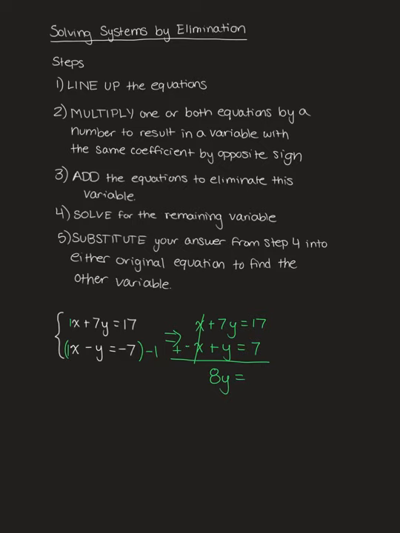So I will have 8y is equal to 24. Then we can divide by 8, and y equals 3. So I have found y, now I just need to find x. So I can plug y into either one of the original equations to solve for x. So I can plug it into the second one because that one looks a little easier. So if I add 3 to both sides, I will get x is equal to negative 4. So my solution as a coordinate point is negative 4, 3.